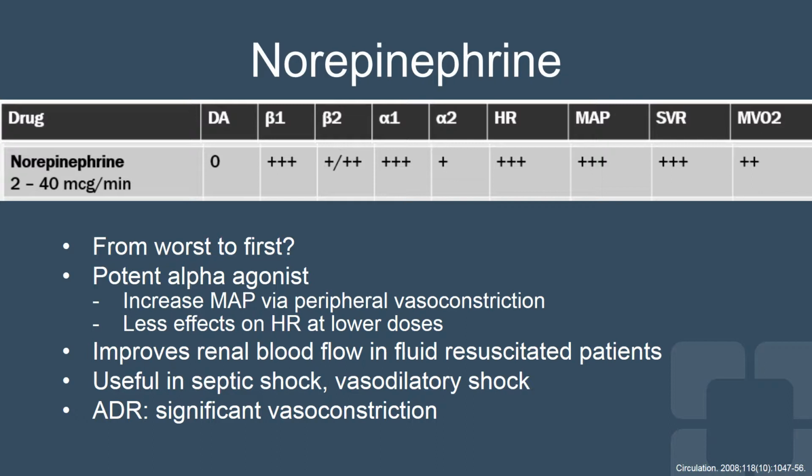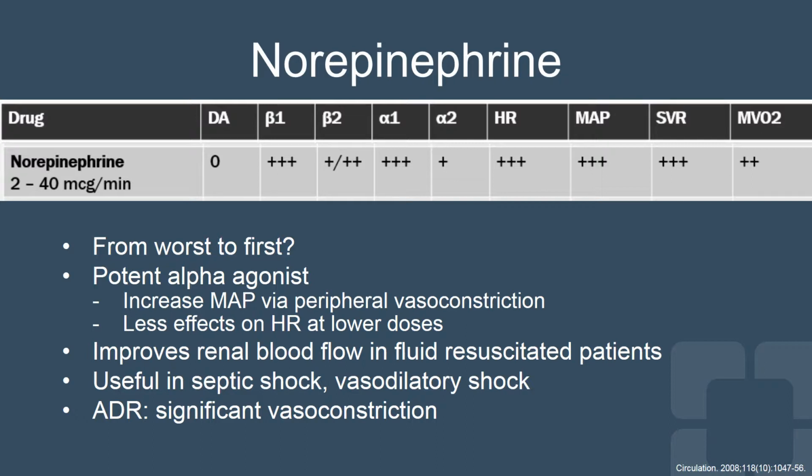But it has since come a long way, and it has now really become our first and primary agent of choice in nearly all situations where we need to augment blood pressure. If you did not have any idea what type of shock this patient was in, and you just needed to know that you needed to raise their blood pressure, and you chose norepinephrine 9 times out of 10, you would be correct. And the other 1 out of 10 times, you would probably not be wrong.